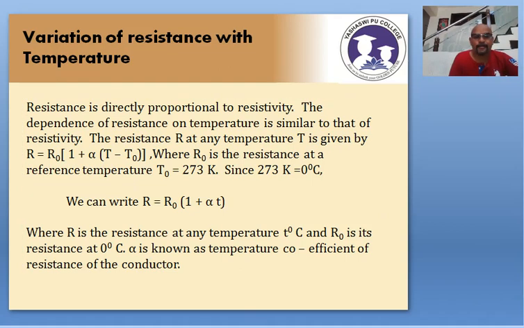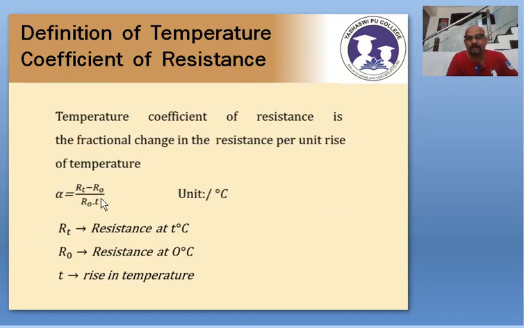Okay. So now, how to define alpha? Just check this one. Alpha is equal to (RT minus R naught) divided by (R naught T). So it is the fractional change in the resistance per unit rise in temperature. (RT minus R naught) divided by R naught represents the fractional change in resistance. T is the degree rise in temperature.